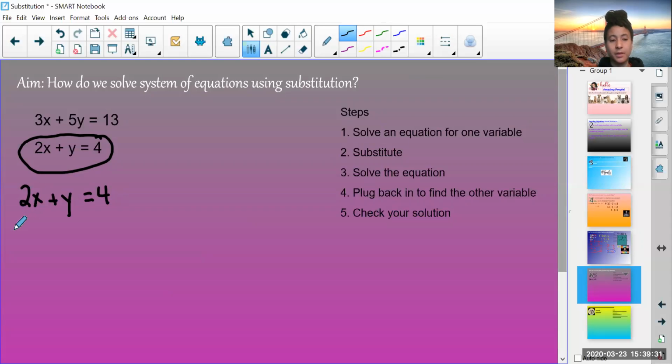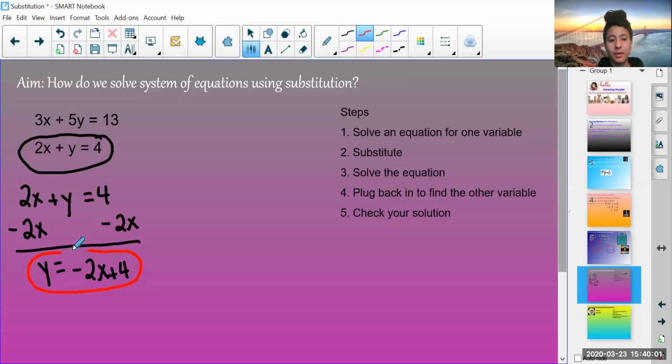How do we get rid of it? Same way we do everything else. Minus 2x in this case from both sides. So now it's going to be y equal, and I'm going to write it in mx plus b form. So it's going to say -2x. That's a +4, so we write +4. Now that we know that, we could use this information and plug it into this y right here.